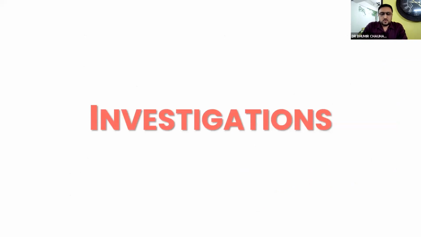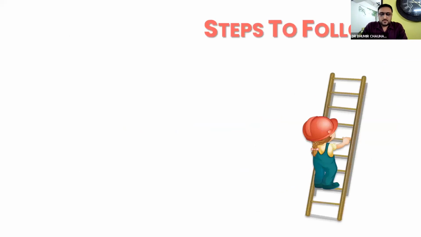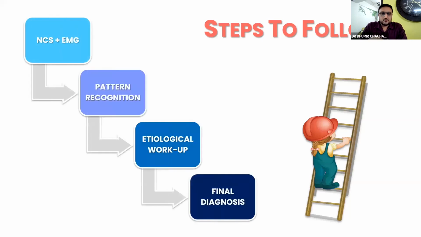Now investigation. So once we answer all these questions, you will have a certain idea what is happening, which system is involved, what is the pattern of weakness, and what are the possible etiologies also. Then there are particular steps you should be following once you are aware of the clinical data. So the first step will be nerve conduction and EMG. Second will be to create a pattern in your mind regarding the clinical data as well as the nerve conduction data. Then you might come up with etiological investigations, how to proceed, and then the final diagnosis.